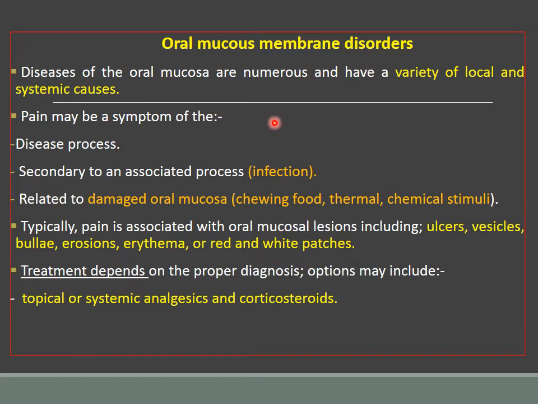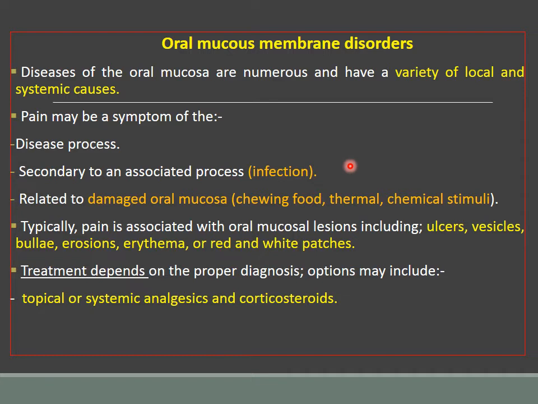Pain may be a symptom of disease process، يعني مثلا ulceration due to the tumor مثلا disease process, secondary to associated process of infection in the oral cavity, related to the damage of the oral mucosa by trauma, chewing of the food, thermal or chemical stimulus أيضا يسوي لنا ulceration. Typically pain is associated with oral mucous lesion include ulcer، أكثر شيء ulceration، vesicles، هاي الفيزيكال أيضا يصير بها ulceration، physical and bully، erosion، erythema or red or white patches، كل هاي source of pain.